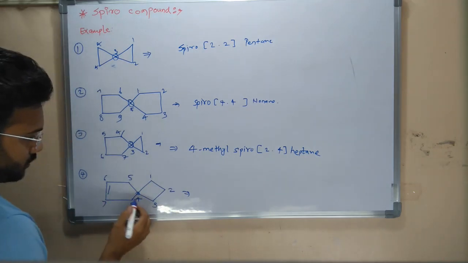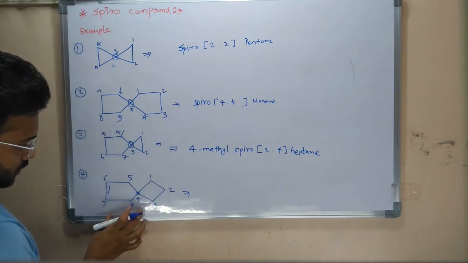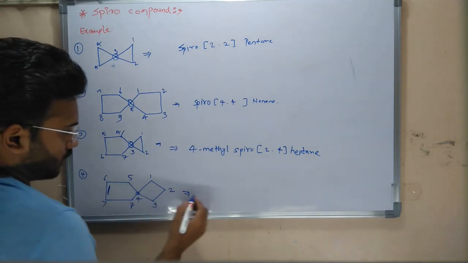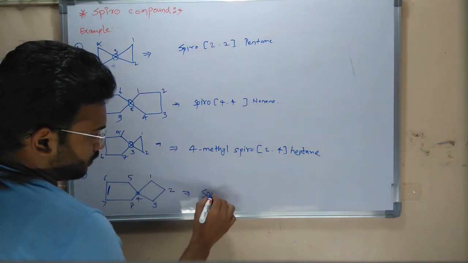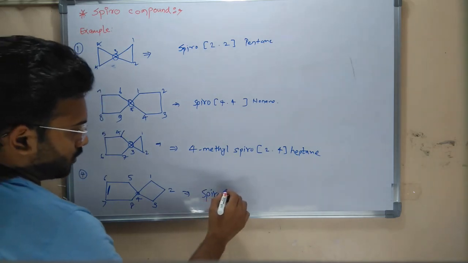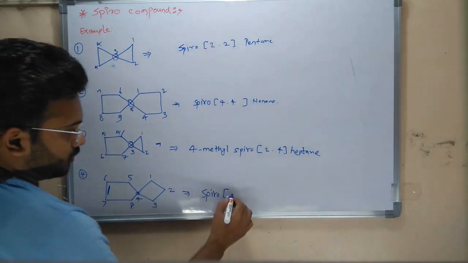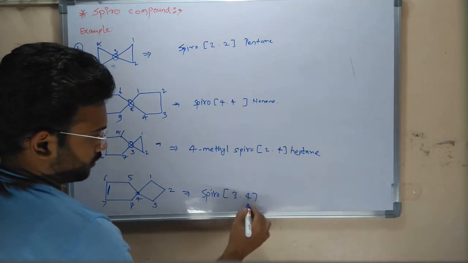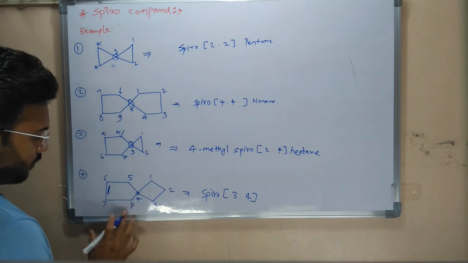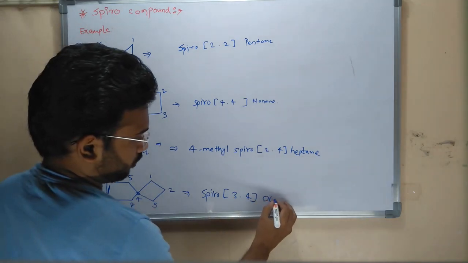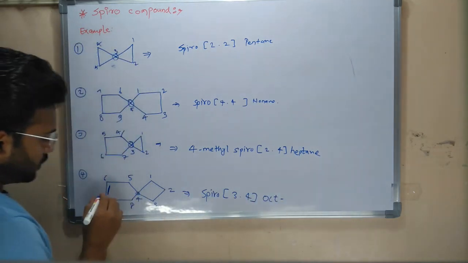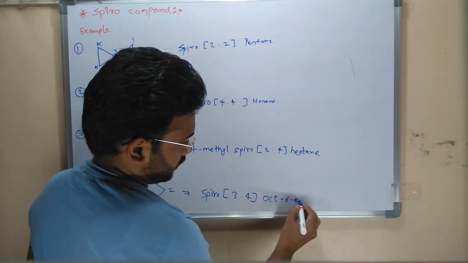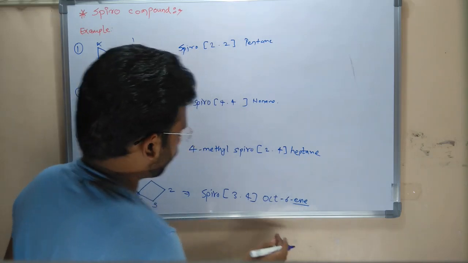Now next, this is the structure. In this structure there is a double bond at the 6th position. The same, first spiro, square bracket 3.1, then 2, 3, 4. Then the total number of carbon atoms is 8, that's why we have to write oct. There is a double bond at the 6th position, that's why 6, and ene because there is a double bond in this structure.